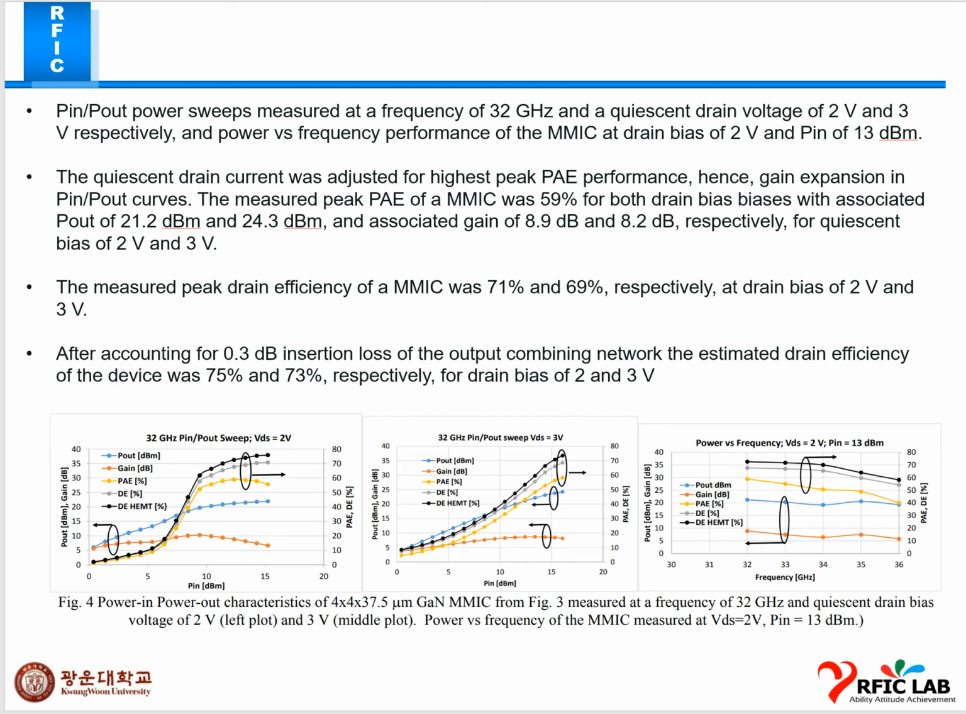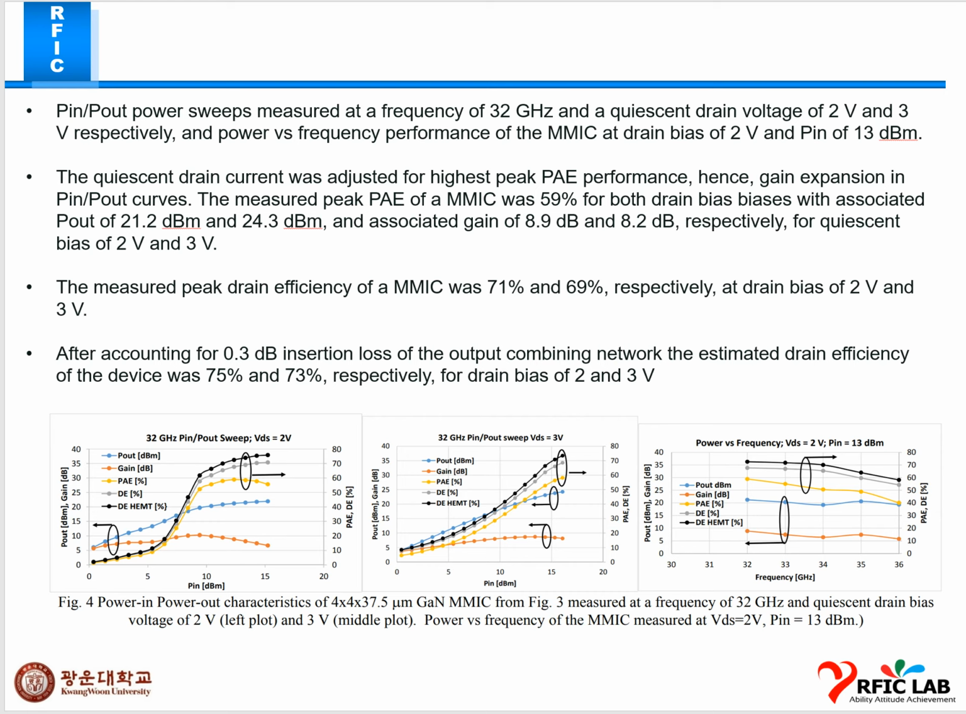Gain expansion, Pin out measured peak PAE of the MMIC was 59%, for both drain biases, with associated Pout of 21.2 dBm and 24.3 dBm and associated gain of 8.9 dB. The measured peak drain efficiency of the MMIC was 71% and 69% respectively. Drain bias was 2 volts and 3 volts. After accounting for the 0.3 insertion loss of the output combining network, the estimated drain efficiency of the device is 75% and 73%, and the voltage was 2 and 3.